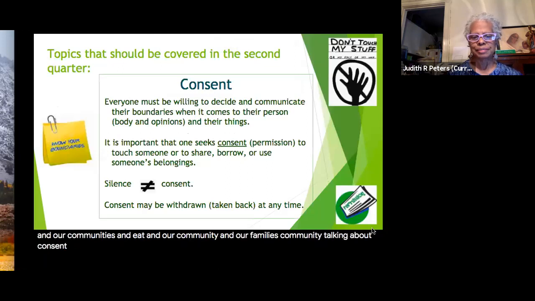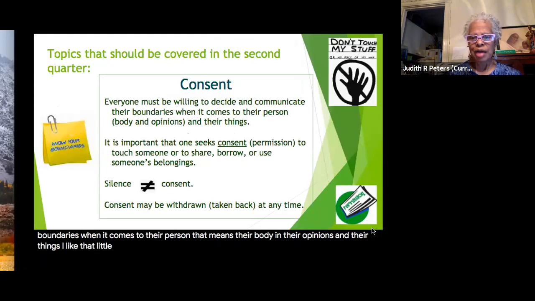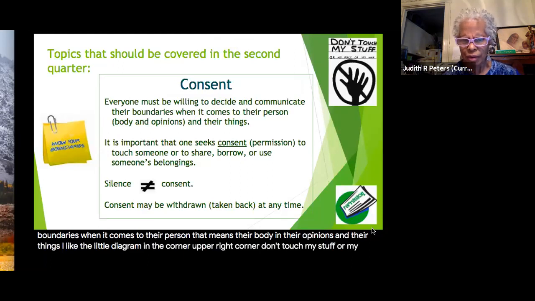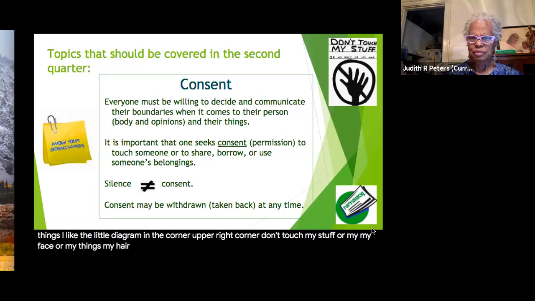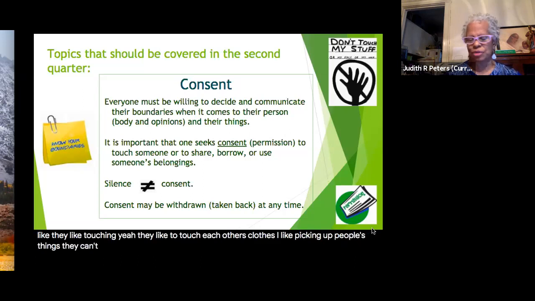Talking about consent, everybody must be willing to decide and communicate their boundaries when it comes to their person. That means their body and their opinions and their things. I like that little diagram in the corner, upper right corner. Don't touch my stuff or my face or my things, my hair. A lot of young people like, oh, she got pretty hair. Oh, he has nice hair. Like they like touching. They like to touch each other's clothes. They like picking up people's things. They cannot do that. And you have to be willing to say, no, that's mine.